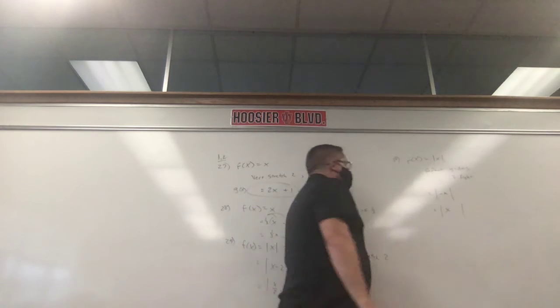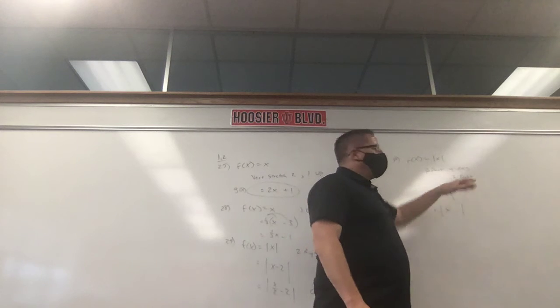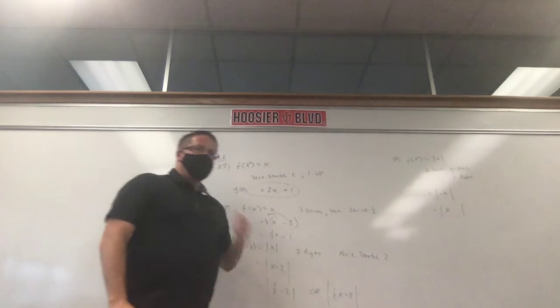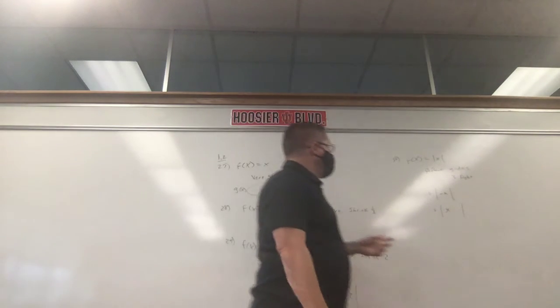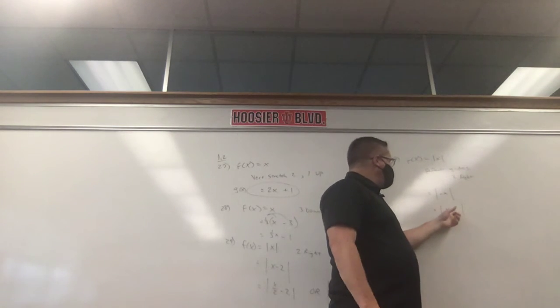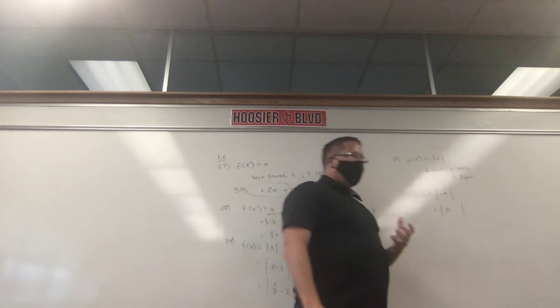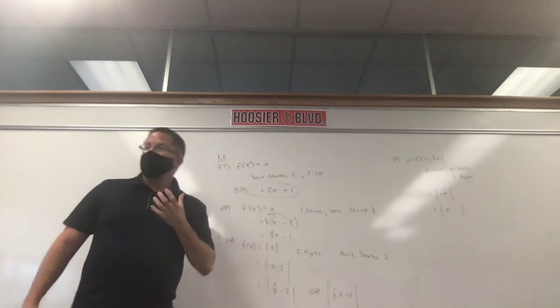And then we have to move it 3 to the right. When you move it, you're going to add or subtract. If it's to the right, right and left is with the x. It's got to be here with the x, and it's going to be the opposite of what you think. Was there a question? No?